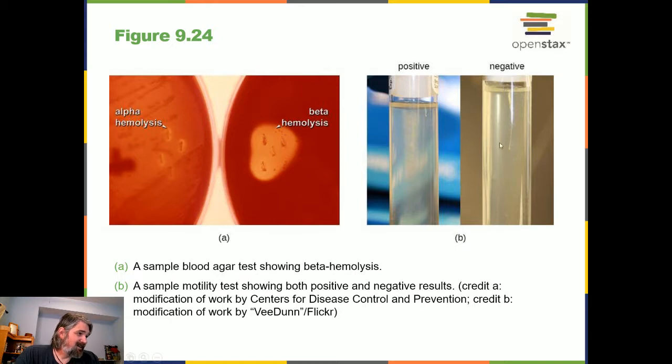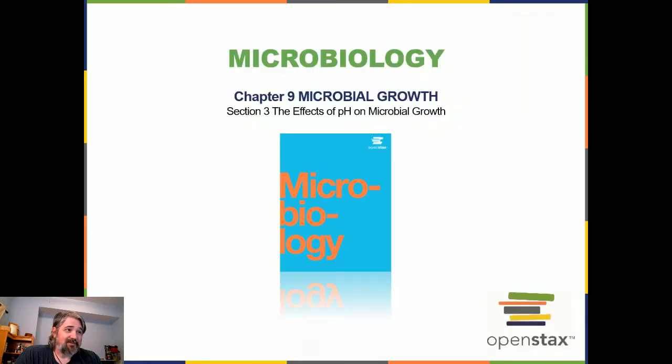And then here, I can't really see what's going on there, but ideally, this is supposed to be the stab line, and the whole thing's clear, but that really needed a different background to make that more obvious. Okay, so again, the blood agar and motility test. And that brings us to section 3, looking at the effects of pH on microbial growth.